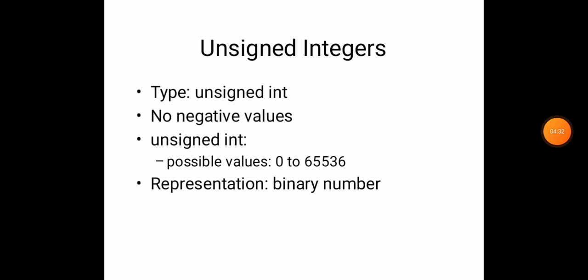Unsigned integers. Type unsigned integer: no negative values. Unsigned integer possible values: 0 to 65,536. Representation: binary numbers.